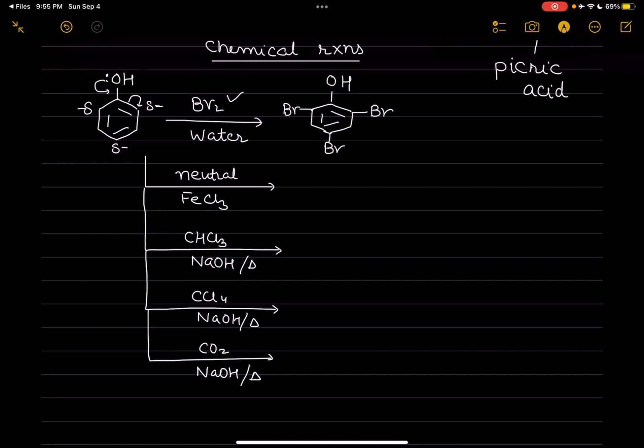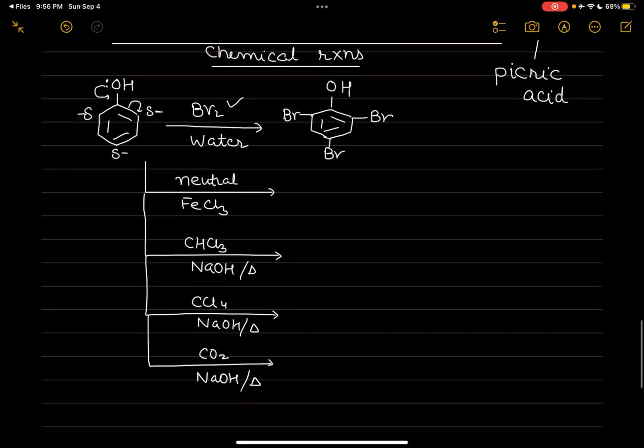So what's the name of this compound? It's a white precipitate, and it's also a test for phenol.